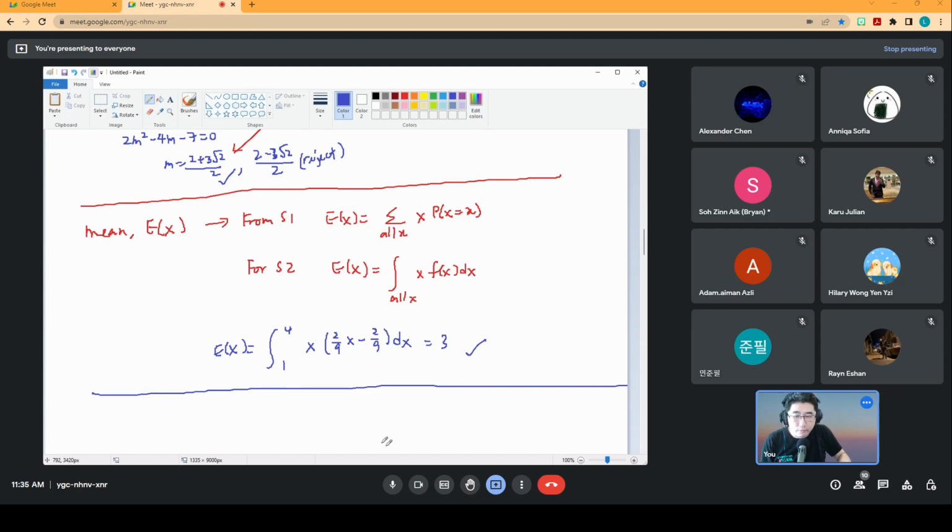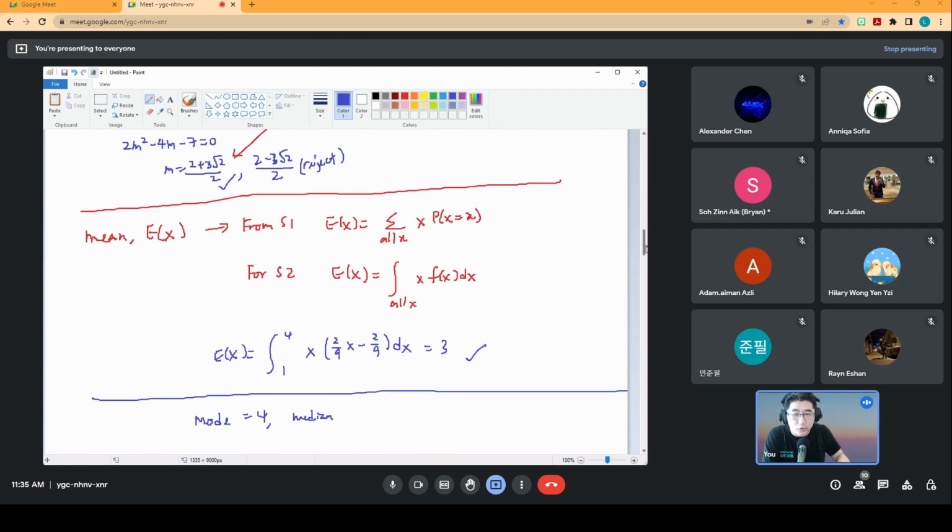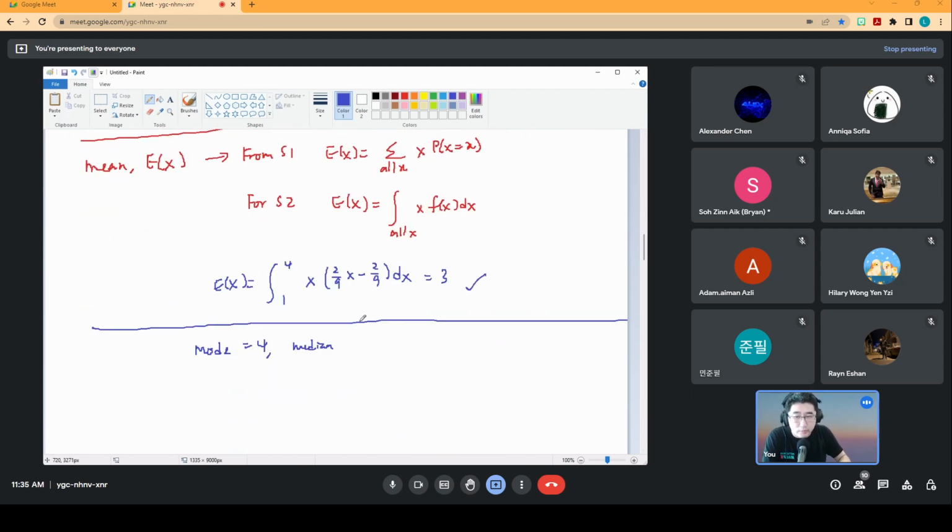So we have mode equals 4. We have median equals 3 over square root 2 plus 1. So let me write out the number. 3 over square root 2 plus 1, so 3 divided by square root 2 plus 1 is 3.12. And you have mean equals 3.